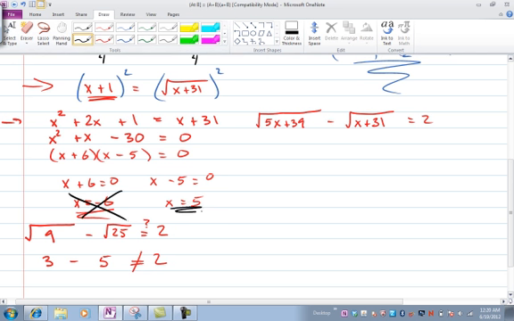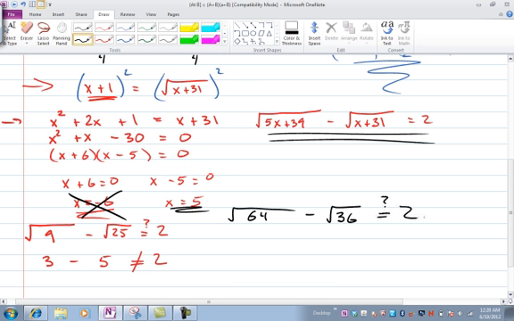So to check 5, substituting 5 in for x in this equation, so that's a square root of 5 times 5 is 25, plus 39, that is what, 64, minus 5 plus 31, so that's a square root of 36, and is that equal to 2? Well, that is 8, minus that is 6, and that is equal to 2. So that is a solution. So as far as Alex is concerned, you're only going to enter x equals 5. The x equals negative 6 will not be a correct solution.